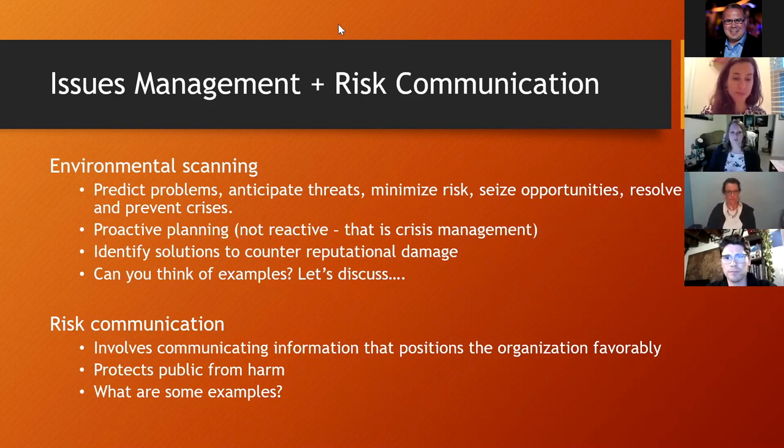a crisis. So risk communication involves communicating information that positions the organization favorably. It protects the public from harm. And here we can again discuss what are some examples of that. What would be some risk communication? So now we're looking at, okay, we've identified what the issue is. How do you communicate that risk, right?